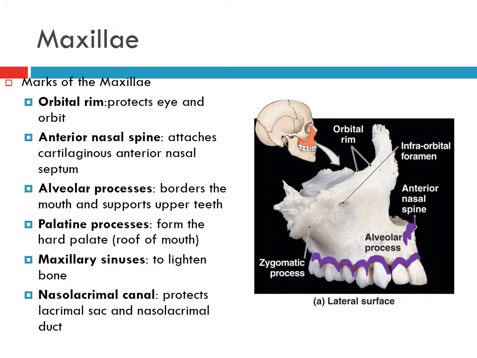All of the teeth are held in by alveolar processes. The palatine process forms the hard palate, which is the roof of the mouth. So you can't see that in this picture. It is underneath, between the teeth. The maxillary sinuses are deep within the bone, which lighten the bone and resonate with speech. And the nasolacrimal canal protects the lacrimal sac and the nasolacrimal duct, which are coming in through here, and those are portions of your tear glands.